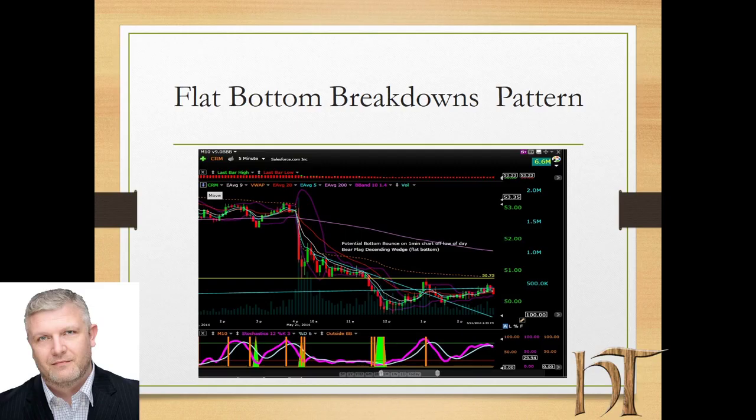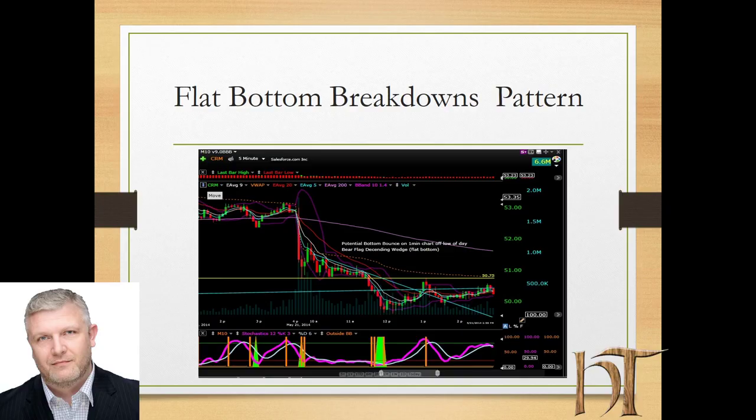The inverse of that we want to be looking at are flat bottom breakdowns. Same thing, just in reverse though. Okay, so it's the exact same setup, it's just in reverse.